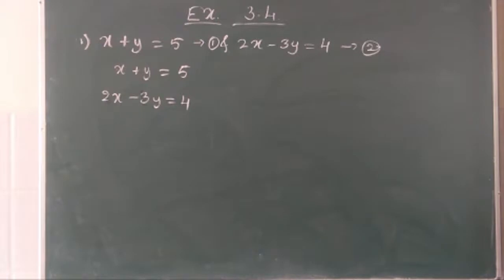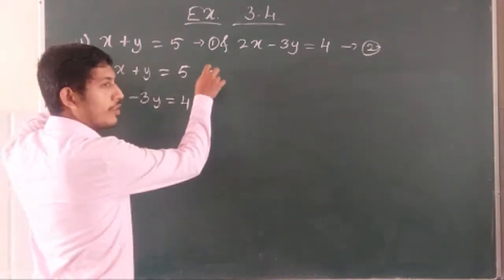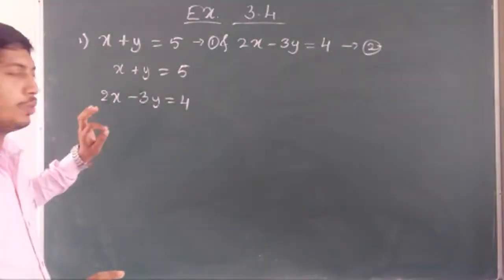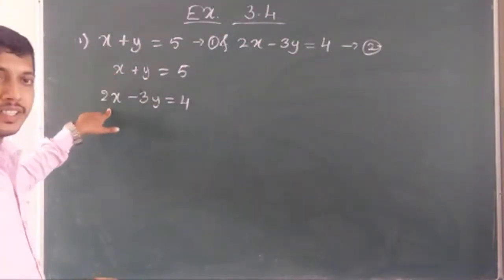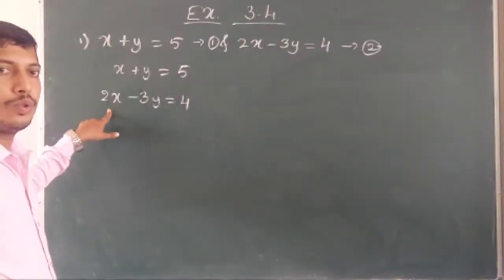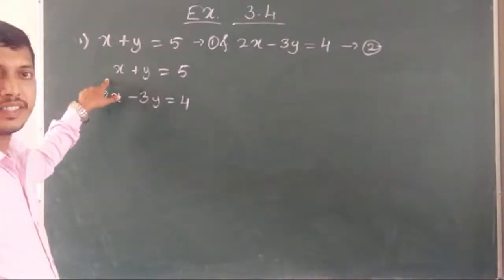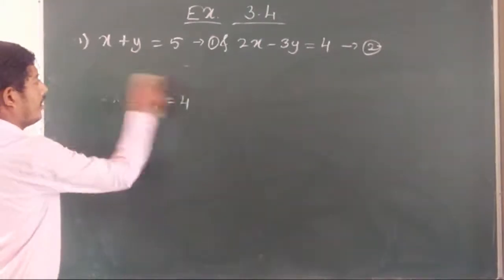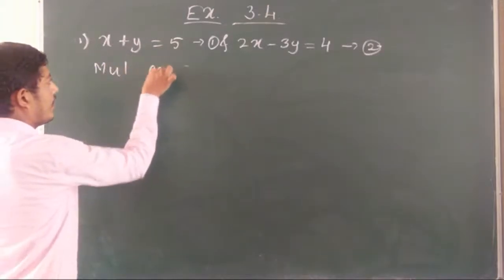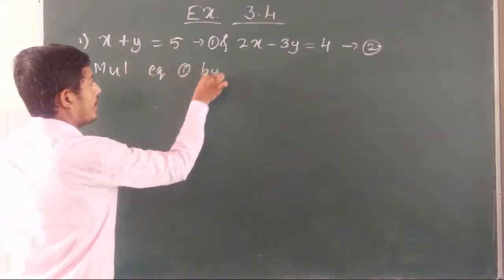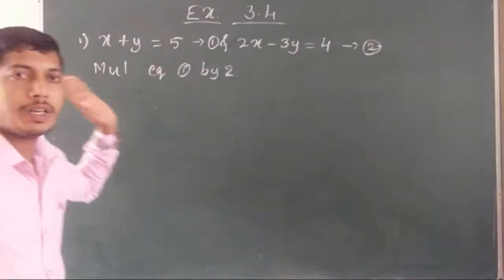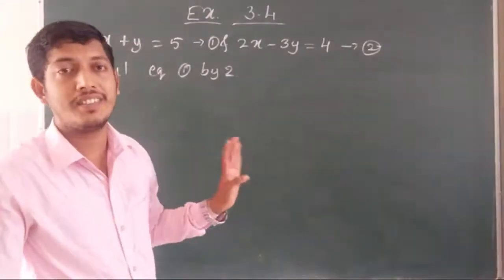So what we have to do is multiply equation 1 by 2. Here x is present, and here 2x is present. Therefore, when we multiply by 2, I will get the following. Multiply equation 1 by 2. That means we have to multiply 2 to the left hand side as well as the right hand side.